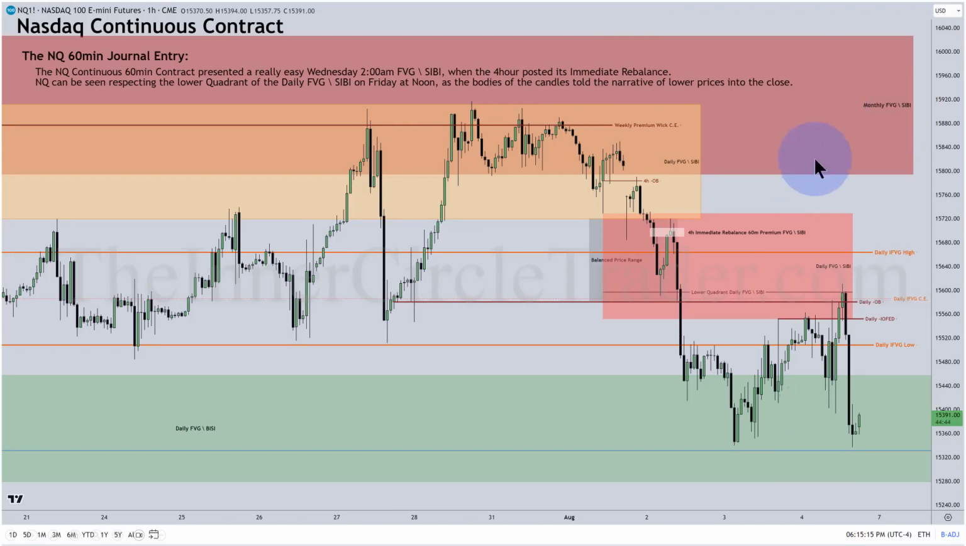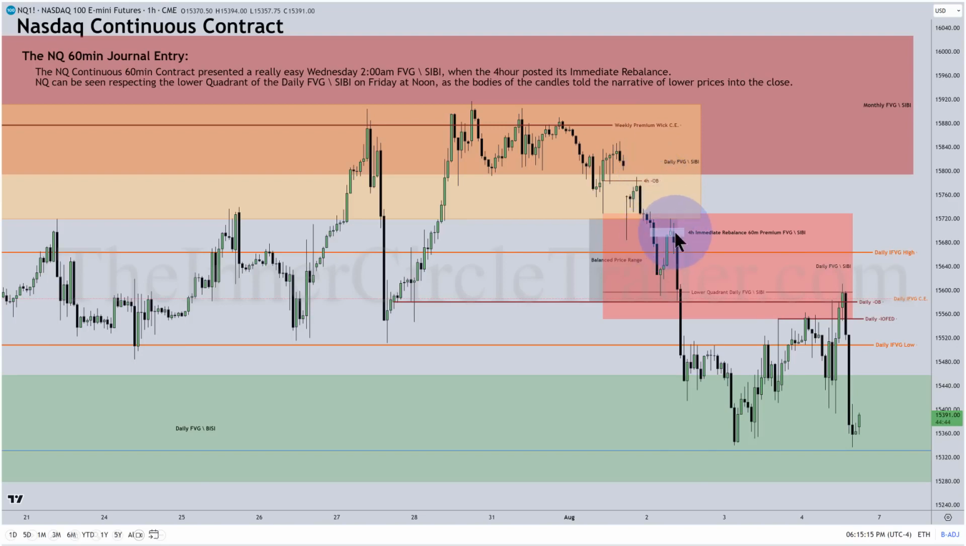So we know the two premium and discount levels, okay? And inside that daily fair value gap SIBI, you can see how it's important that you label your PD arrays. You can't just throw a box or a rectangle in there and assume that you're going to remember what it is and how to use it. So everything has to be organized. Everything has to have its place in all the time frames that you utilize. The weekly premium wick consequent encroachment, the 4 hour bearish order block.